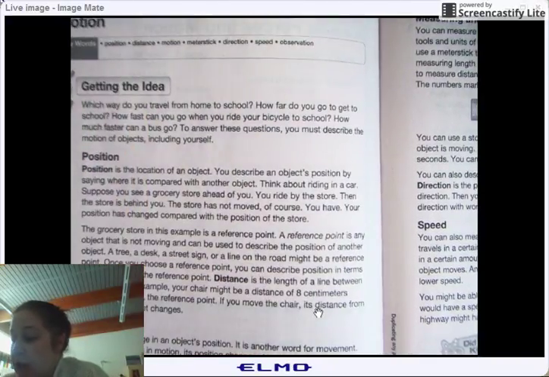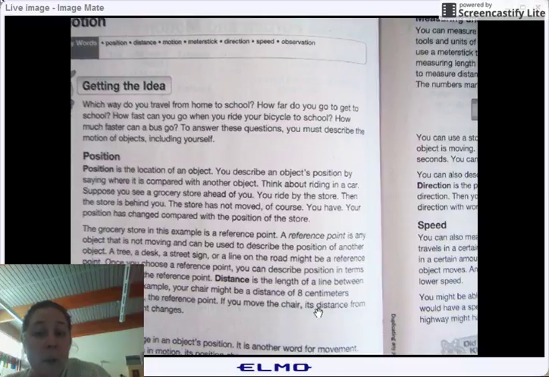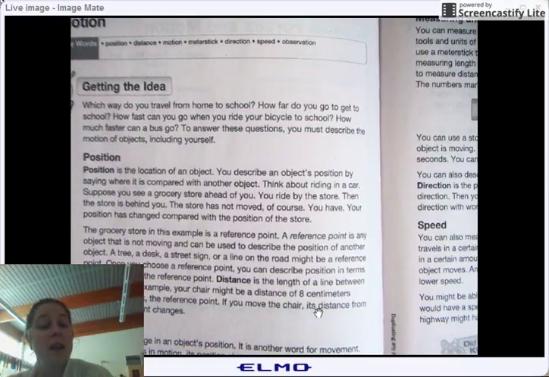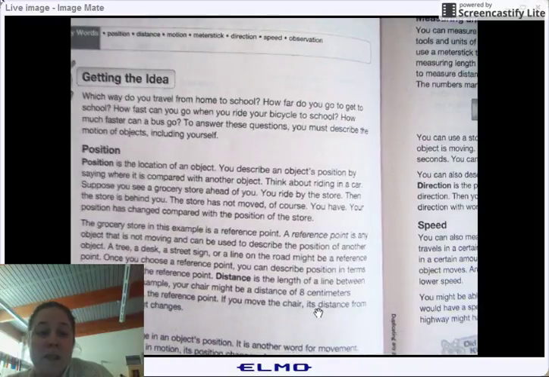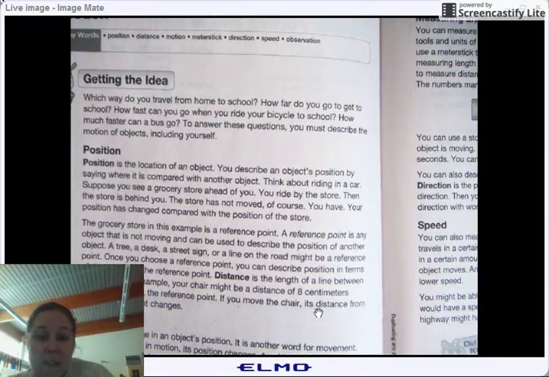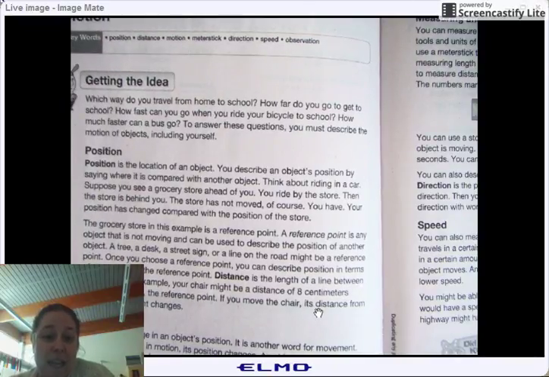Which way do you travel from home to school? How far do you go to get to school? How fast can you go when you ride your bike to school? How much faster can a bus go? To answer these questions, you must describe the motion of an object, including yourself. Position. Position is the location of an object. Hint, hint. You describe an object's position by saying where it is compared to another object.